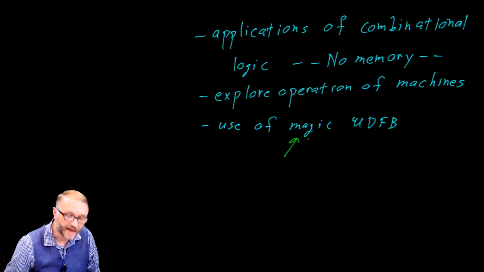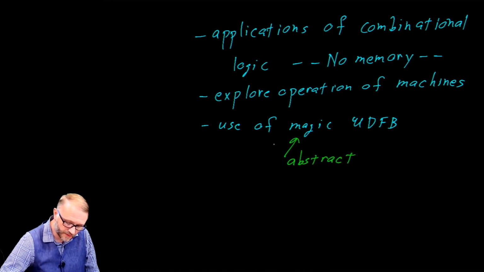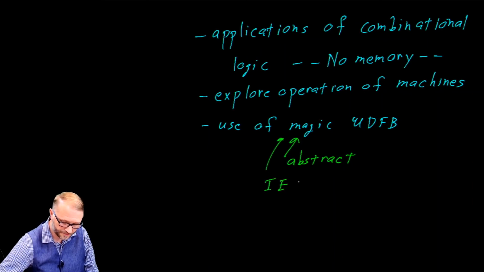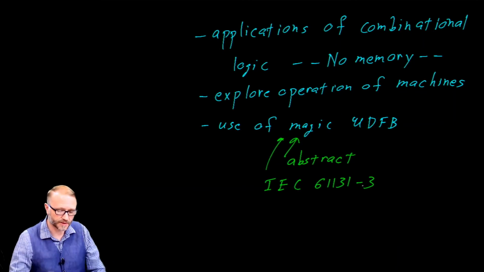Another way of saying that is we abstract. And that is a valid thing we can do because the IEC 61131-3 code upon which our Micro800 is programmed allows us to do that. It allows us to layer our code. And I think in one of the previous videos I said it was like an onion. It's layers of abstraction.